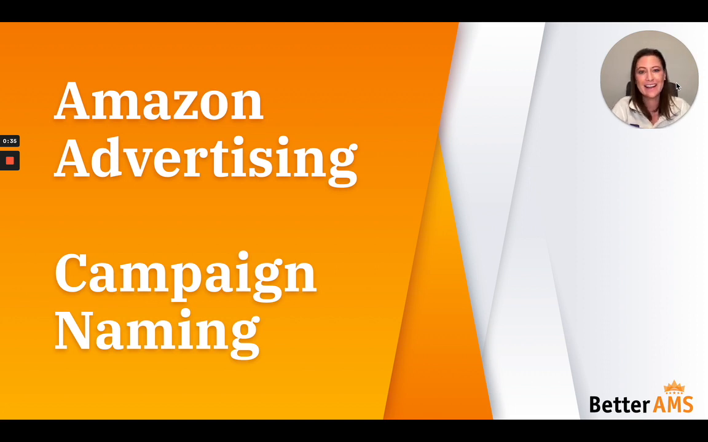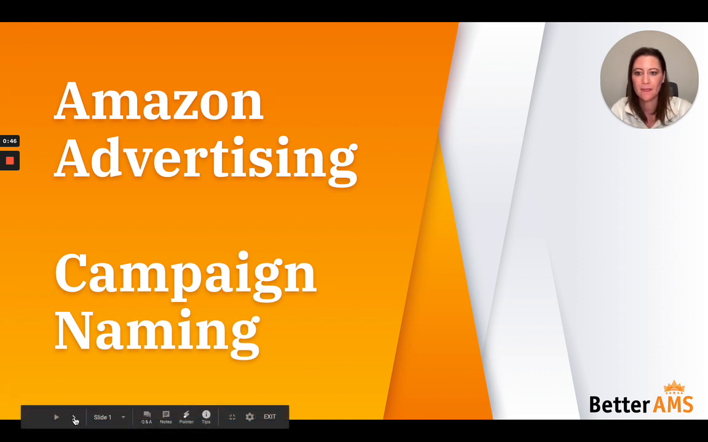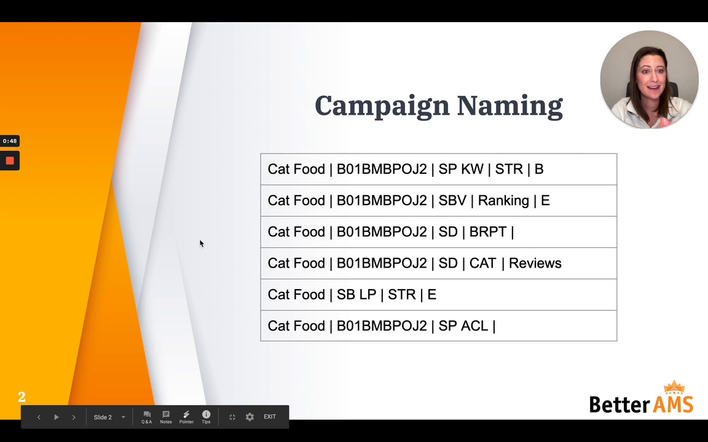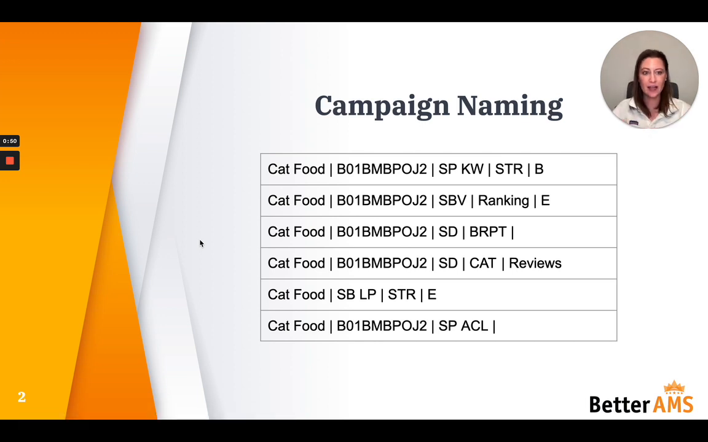So the first thing I wanted to talk about is Amazon advertising campaign naming, because we need to talk about that before we talk about campaign structure. All right, campaign naming. I have laid out a lot of the strategies we run, as well as the typical names we have for those strategies.